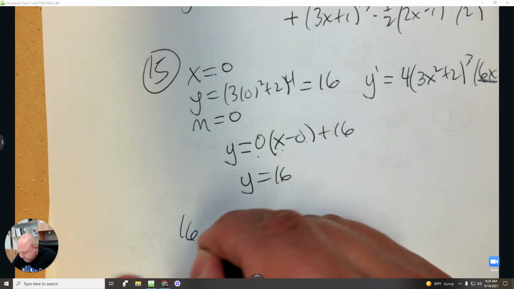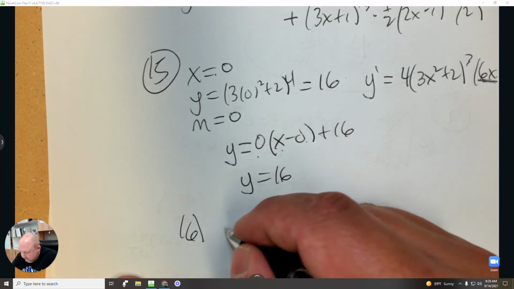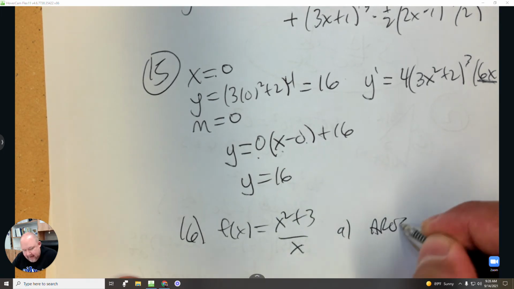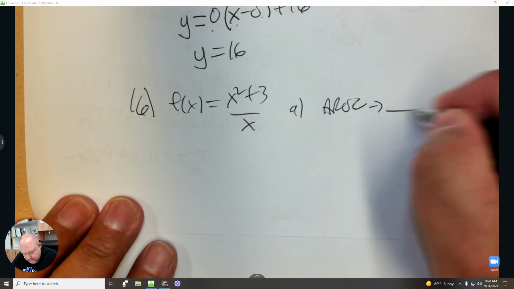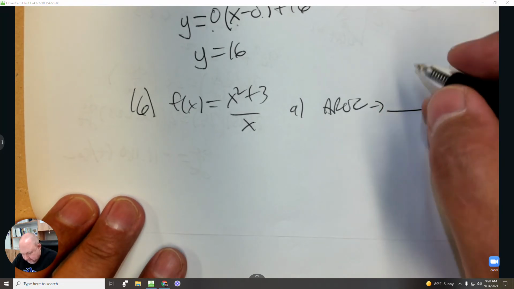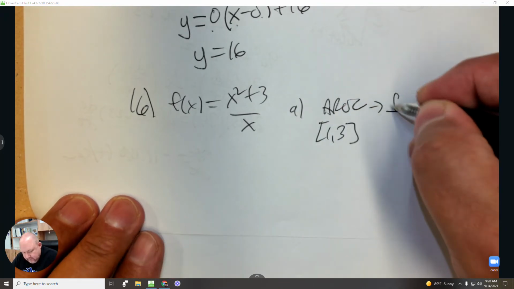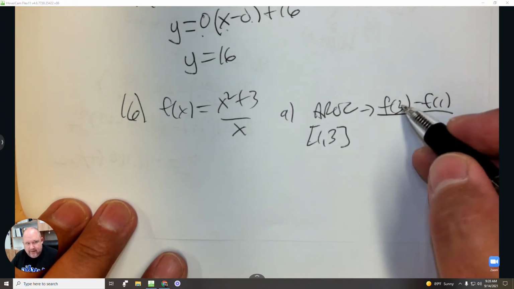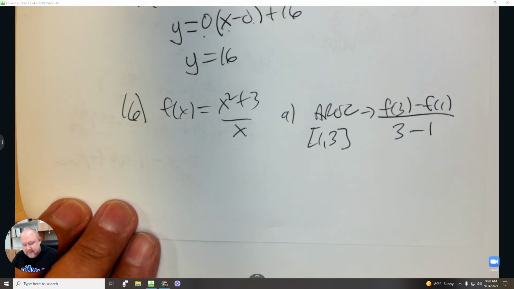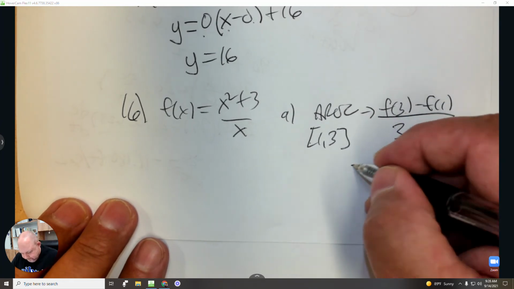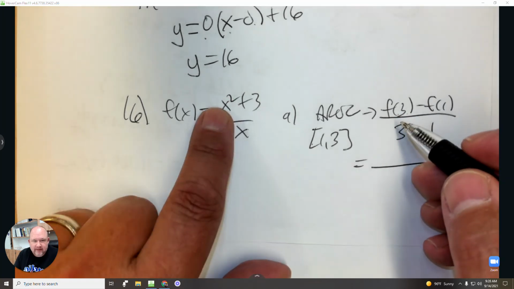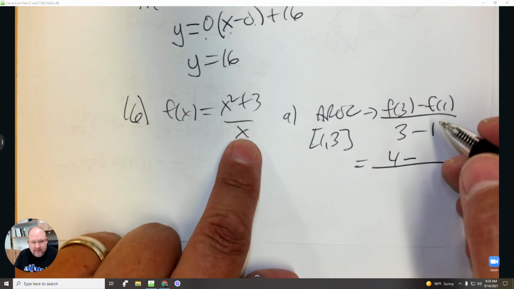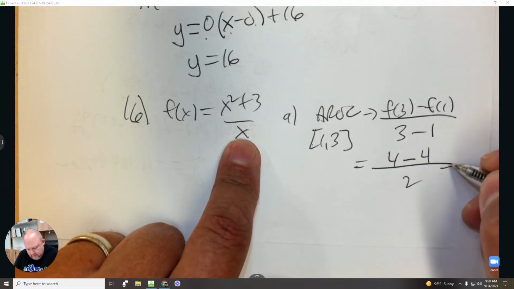16a. So you're given a function, and A says, can you find the average rate of change? And it's between 1 and 3. So the average rate of change is this. F at 3 subtract f at 1, or y2 minus y1, and then subtract the x's. If you plug 3 in, I get 12 divided by 3. Plug 1 in, it's 4 divided by 1. So that answer is 0.